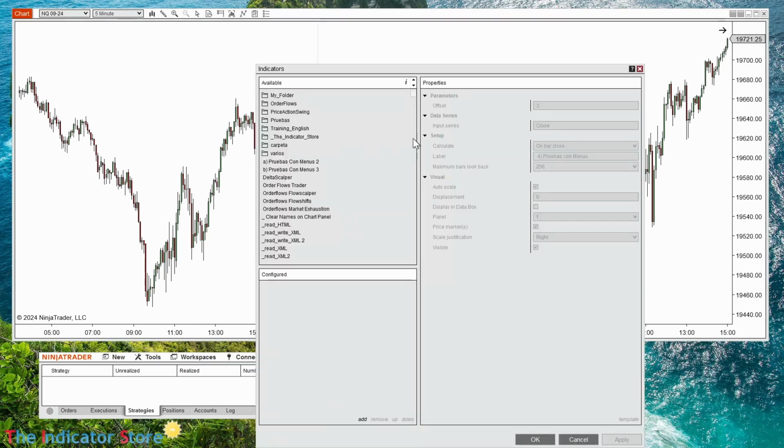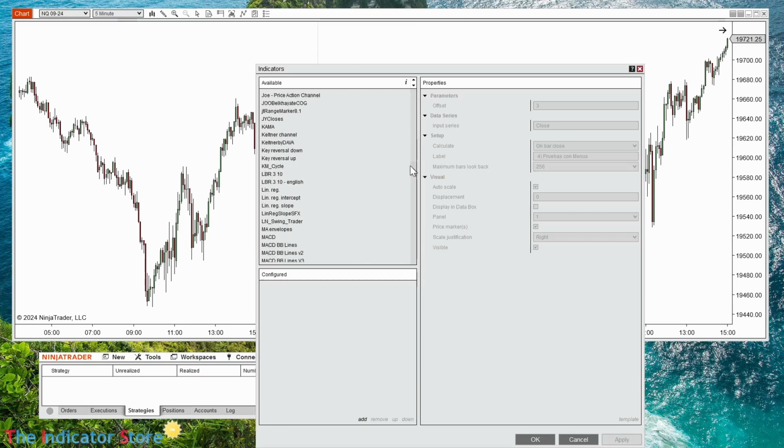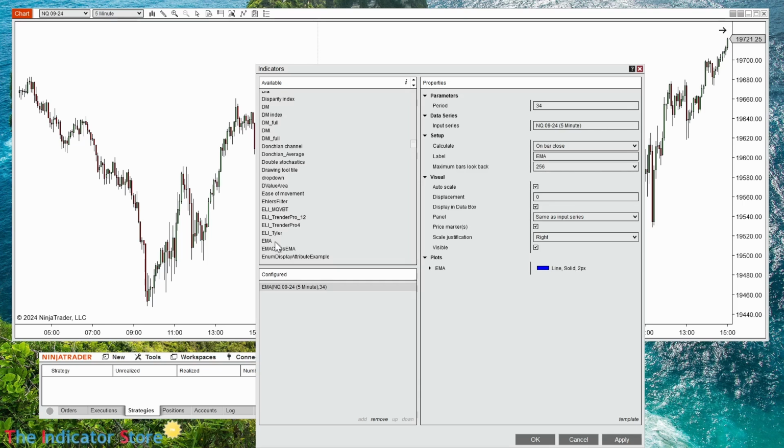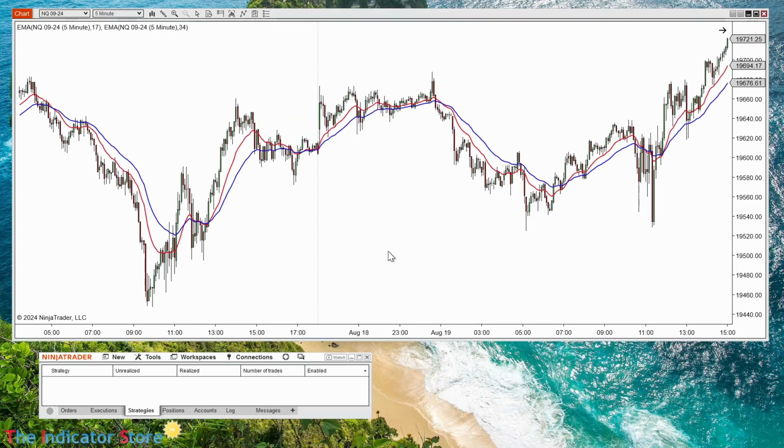For example, if we have two exponential moving averages on NinjaTrader, one fast and the other slow. For the fast, for example, 17 for the period in color red, and for the slow, 34 in blue. As we can see, it is obvious when the market is going up, the fast line is over the slow line, and when it is going down, the fast is below the slow.